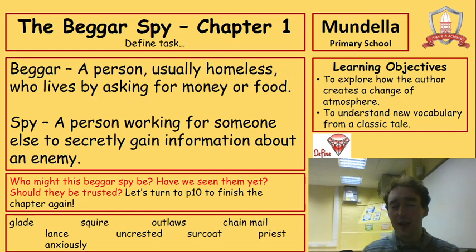So who do you think this beggar spy might be? Have we even seen them yet? And should they be trusted? Just have a think about those. You don't need to write anything down. Have a think about those questions. Who might the beggar spy be? Have we seen them yet? Should they be trusted? When you're done with that, let's turn to page 10 to finish the chapter again.